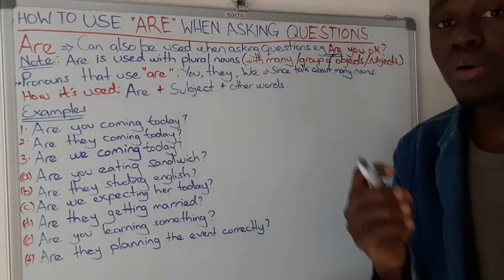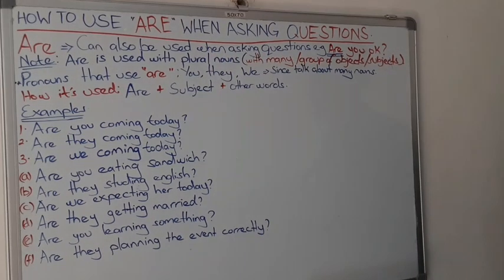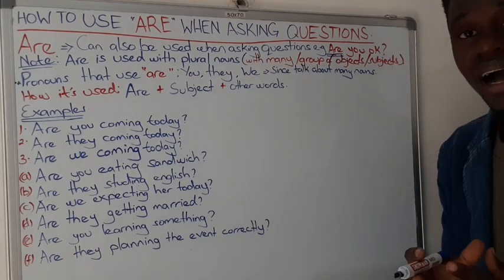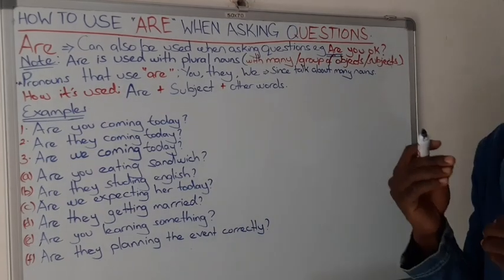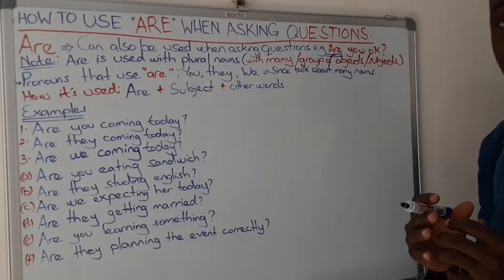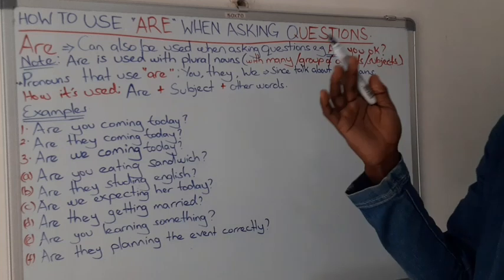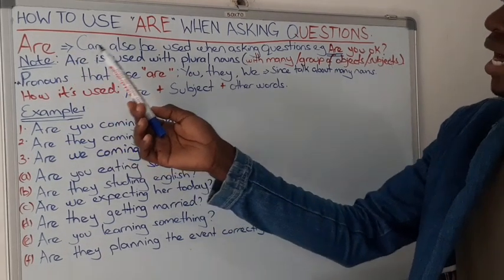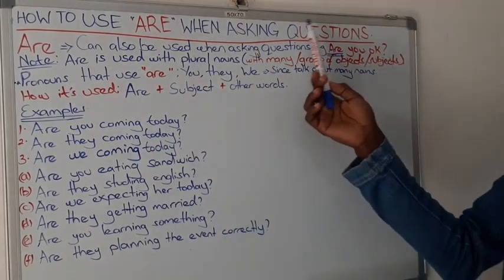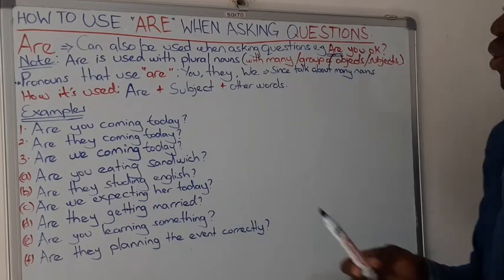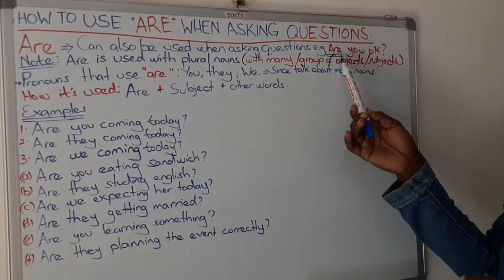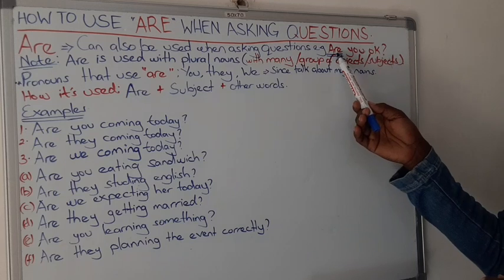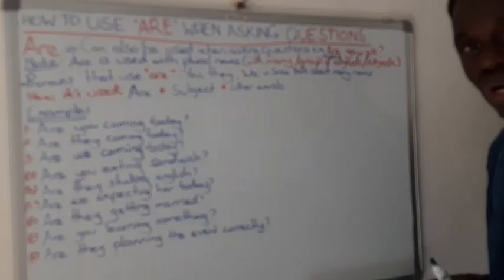Okay, let's get started. So "are," remember we said "are" is used on plural pronouns. With plural pronouns, I mean many, or a group of objects or items. A point to note: "are" can also be used when asking questions, as we are going to see. For example, are you okay? How do we use "are", or why do we use "are" here instead of "is"? We are going to look at it.